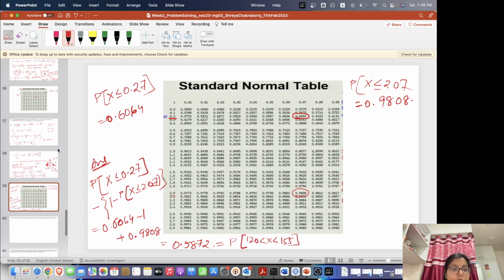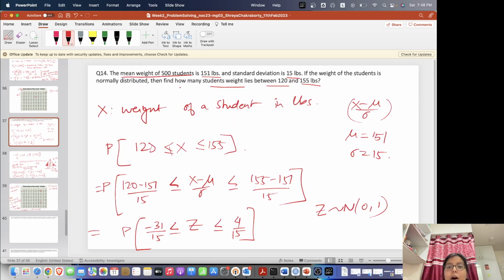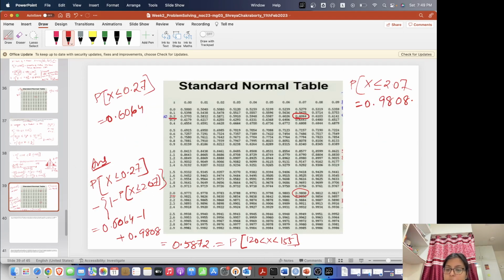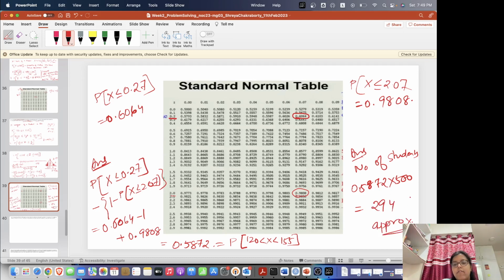But if you look carefully, the question asks how many students weigh. So that was the probability or the proportion. The number of students, approximately, we'll get by multiplying this probability with the total number of students, 500. So if we do that, we'll get something around 294 approx. So the final answer is 294 students have weights between 120 and 155 lbs.